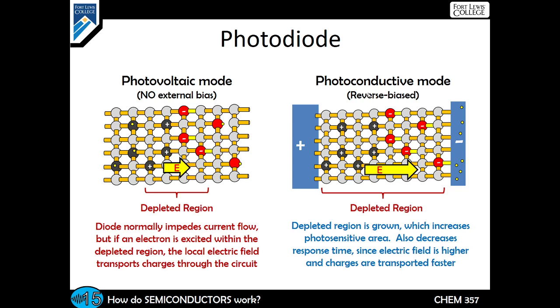And you can also run a photodiode with a power supply. What you do is you put on the reverse bias, right? So you increase the depletion region here on purpose.